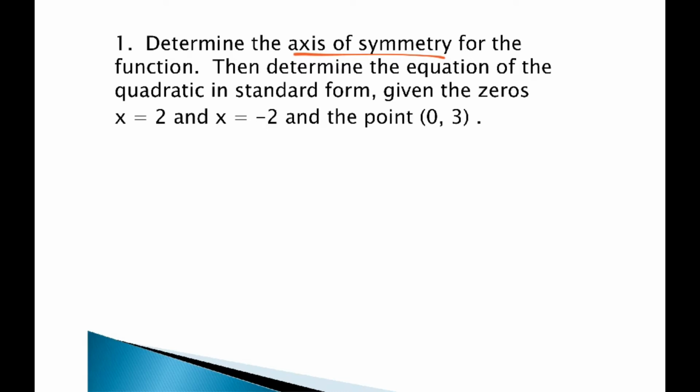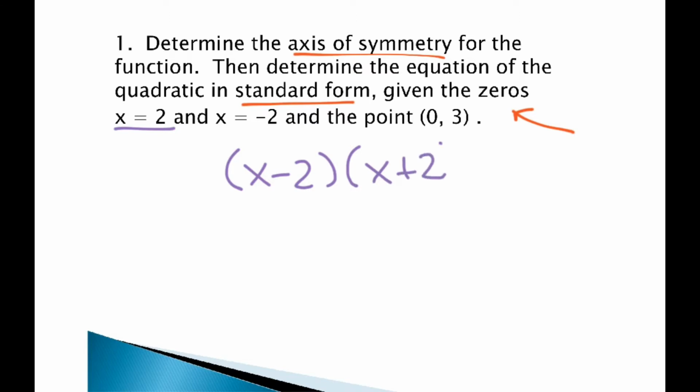Number 1, determine the axis of symmetry for the function. In other words, we want the x-coordinate of the vertex. Then we're going to determine the equation of the quadratic in standard form, so our answer has to be in standard form, but I'm going to give you the two zeros. I know that my two zeros are x equals 2 and x equals negative 2. So I'm going to use those two points to start my equation. I'm going to write x minus 2, that takes care of that. Remember, insiders lie, times x plus 2. Now we know from prior experience that we're going to have an a there, we just don't know what it is, and that's going to equal y.